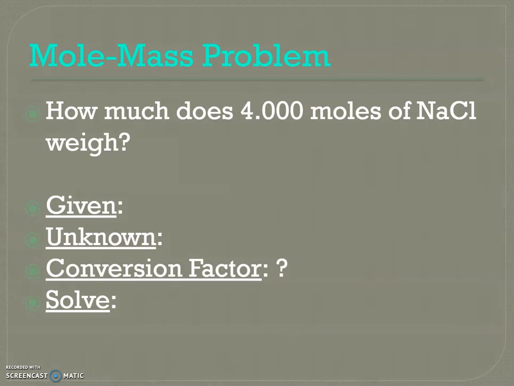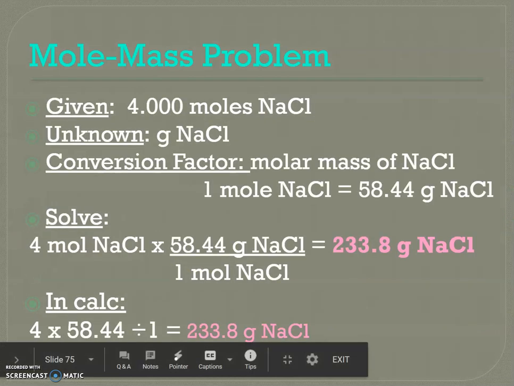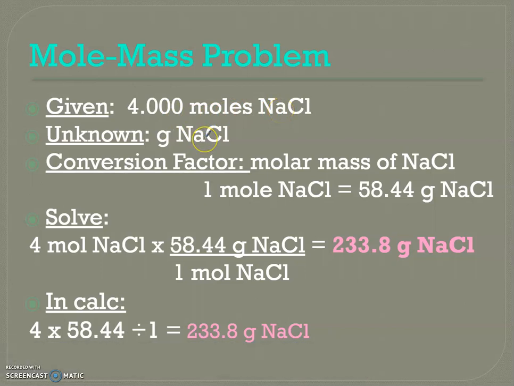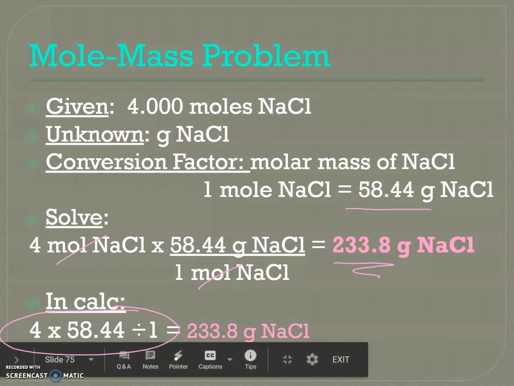So you have to make sure that we have the right amount. All right, so to see that all typed out for you, here's our 4.000 moles. Our unknown is our mass of NaCl, and we are looking for right here our conversion factor of 58.44 grams per mole. 4 moles is what I start off with, multiplied by 58.44 grams per mole. Put it in the calculator like so, and this is what we get, 233.8 grams of NaCl. Okay?